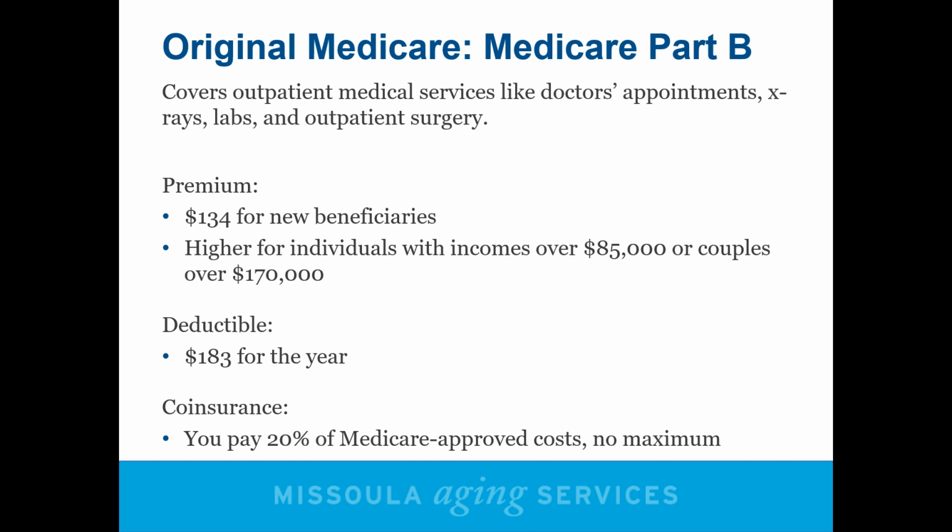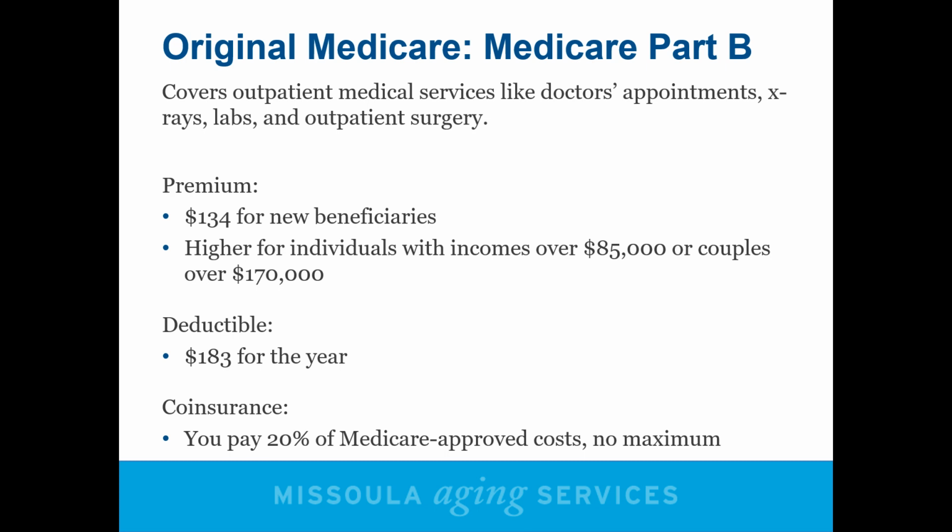Okay, so let's talk about Part B. Part B, unlike Part A, does have premiums for most people. In 2017, the premium is $134 a month, and it goes up for people whose incomes are over $85,000 or couples over $170,000. There'll start to be some surcharges on there. Most people are just going to have this premium come right off the top of their Social Security, so they never even see it. They never even have to think about paying the premium.